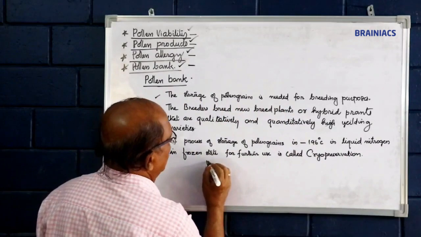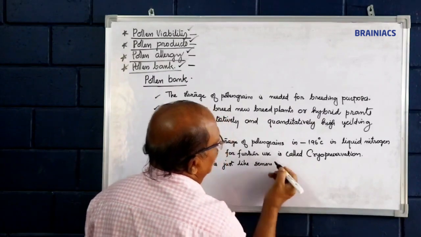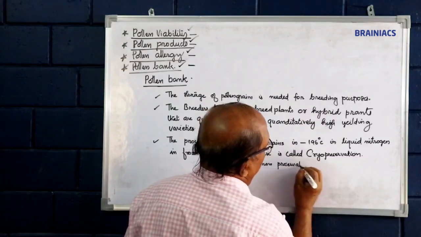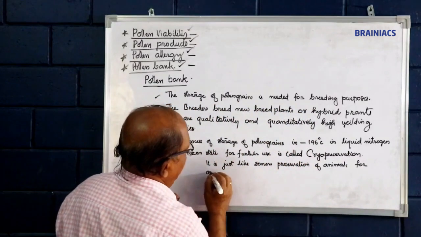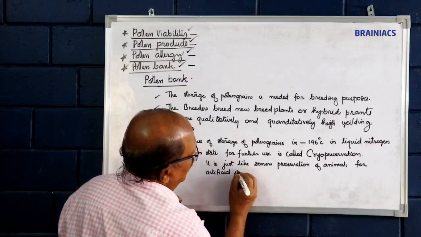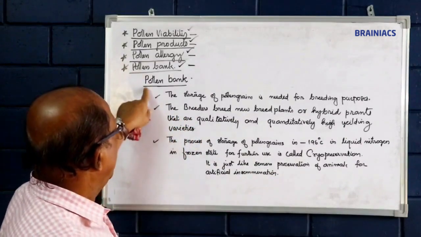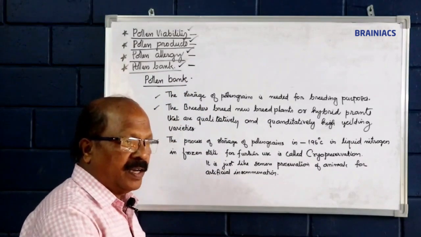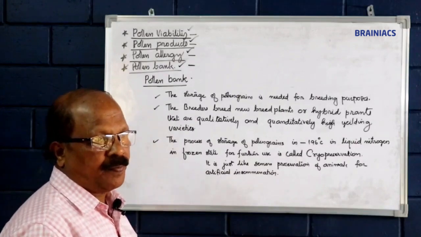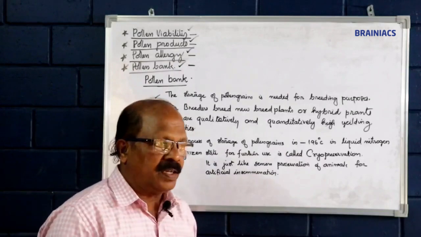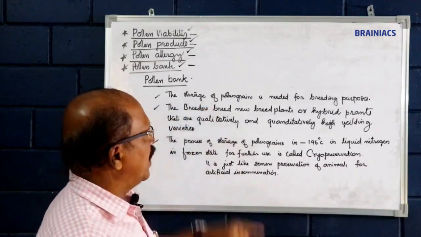It is just like semen preservation of animals for artificial insemination. See? Like a blood bank, storage and exchanging the blood if deficiency or deterioration happens for the patients. Like that, crossbreeding nowadays is a better program for the crop improvement of better yielding plants. See, the storage of pollen grain is needed for breeding purposes.